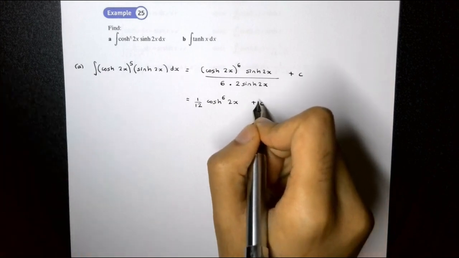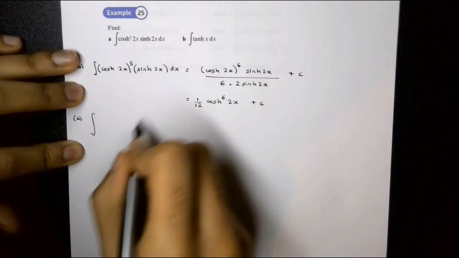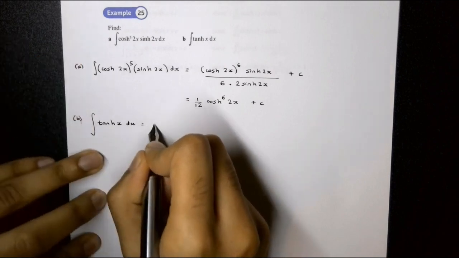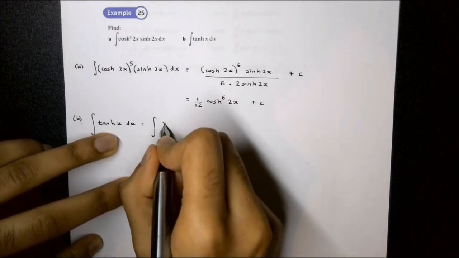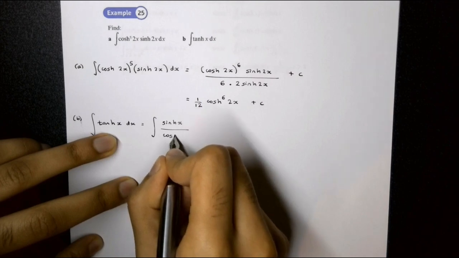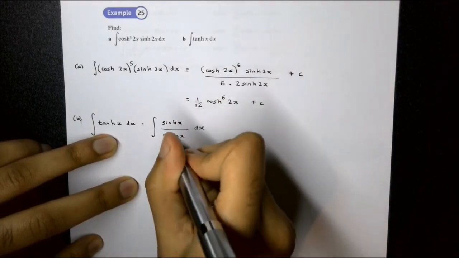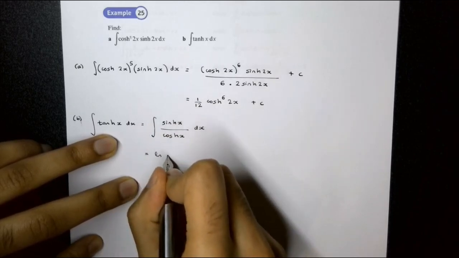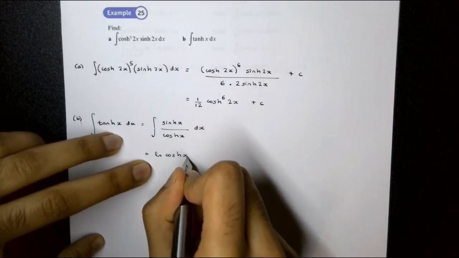Now for part B of the question, we have to integrate the hyperbolic tan of x with respect to x. And what you'd hopefully recognize over here, hyperbolic tan, that's the same as hyperbolic sine over hyperbolic cosine. And here, this is of the form f dash over f. The derivative of the bottom is on the top, and because of that, we can conclude that this is the natural log of the hyperbolic cosine of x plus c.